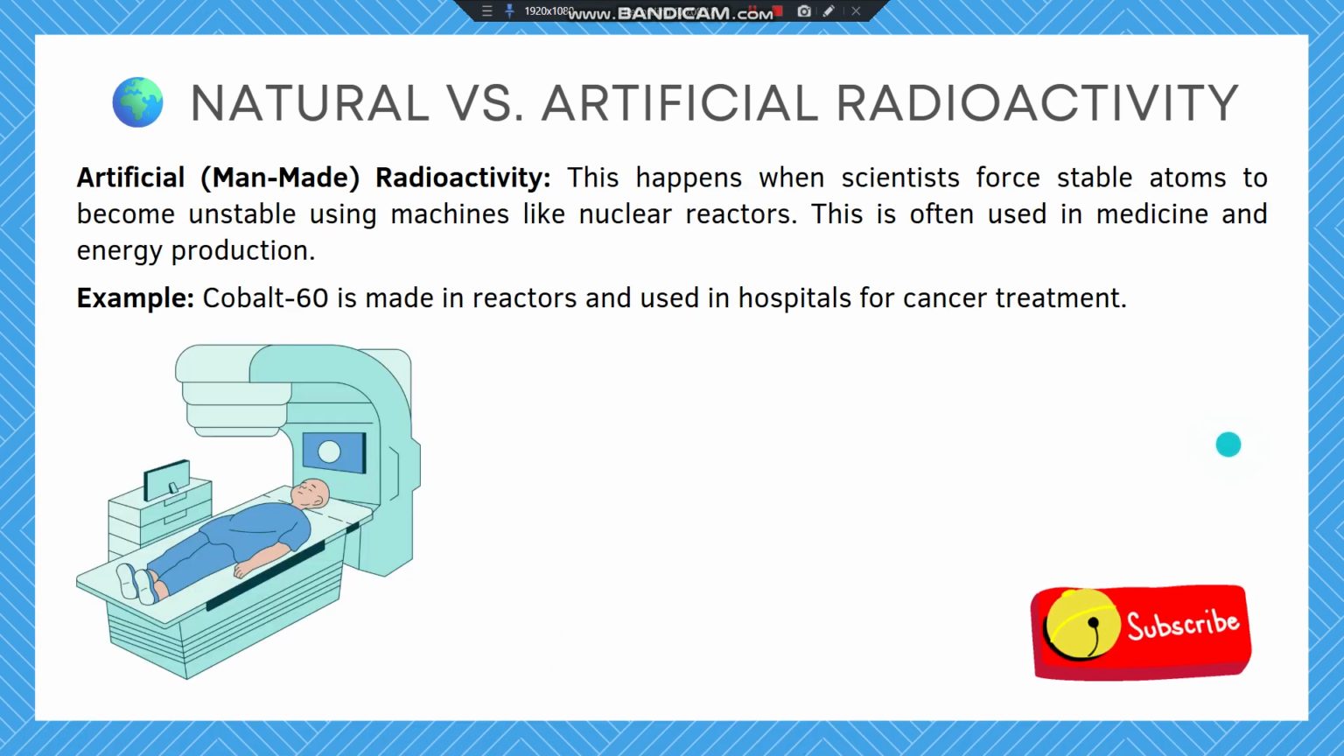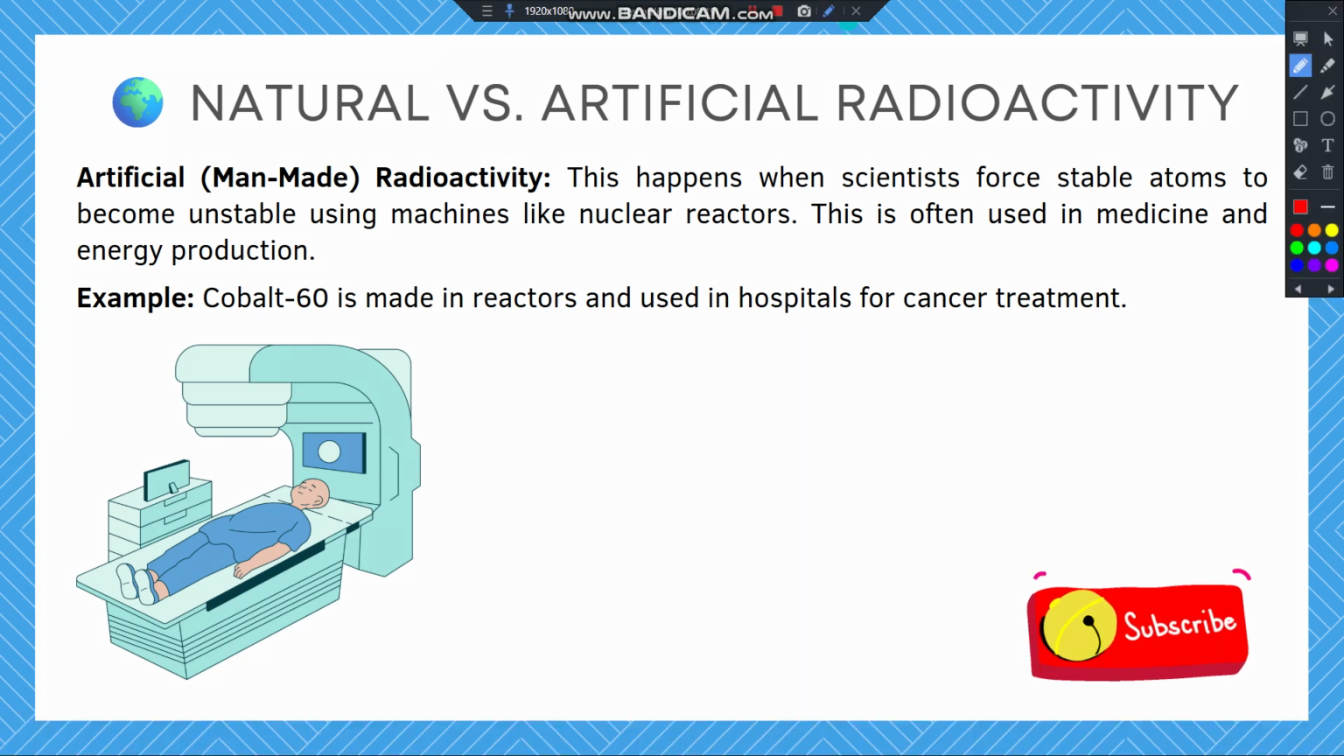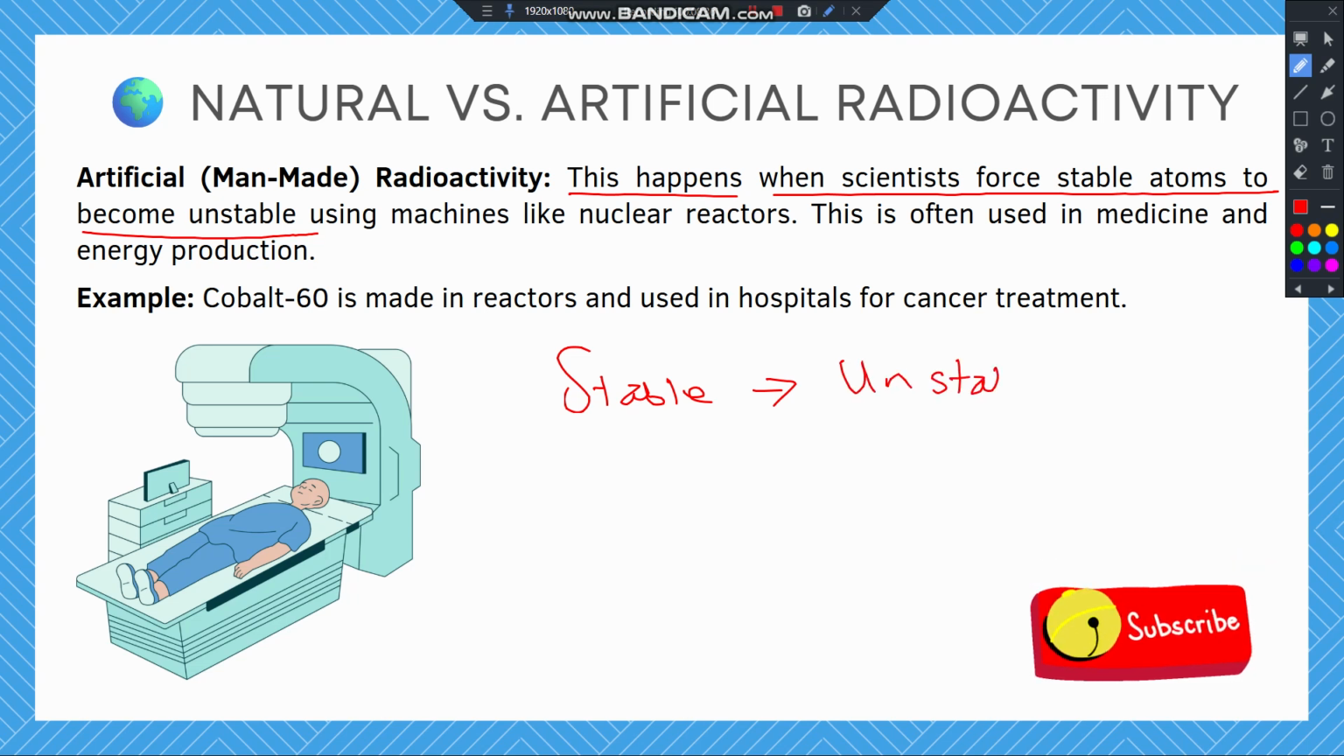All right, so now that we have talked about natural radioactivity, the next type we have is artificial or man-made radioactivity. This is the kind of radioactivity that happens when scientists force stable atoms to become unstable. A stable atom is there, but because of artificial processes, scientists force it to become unstable.